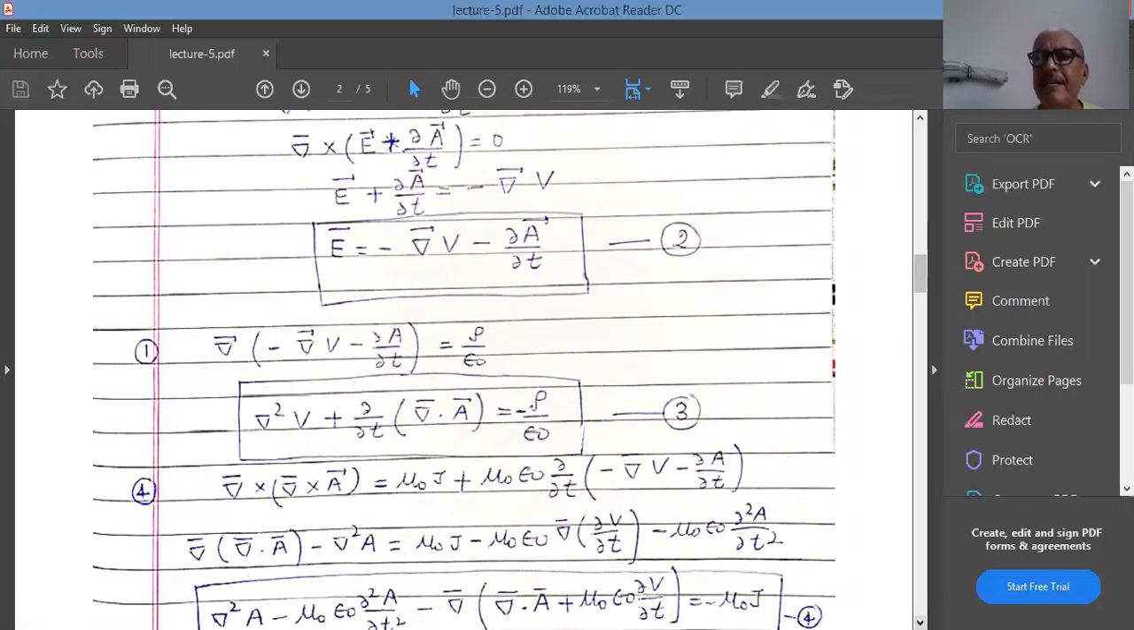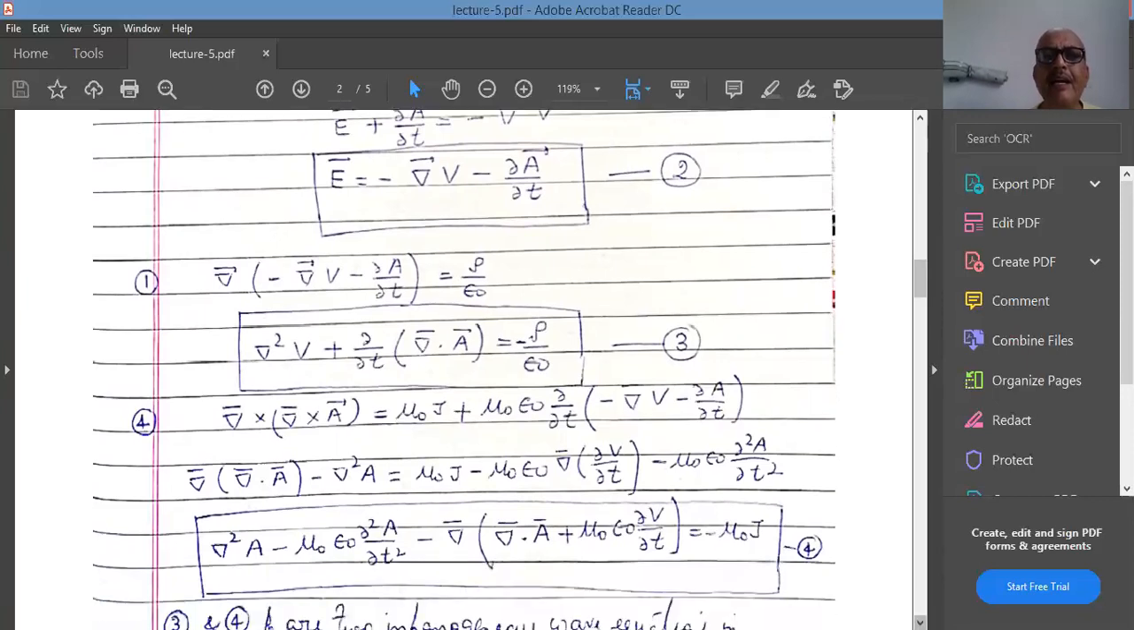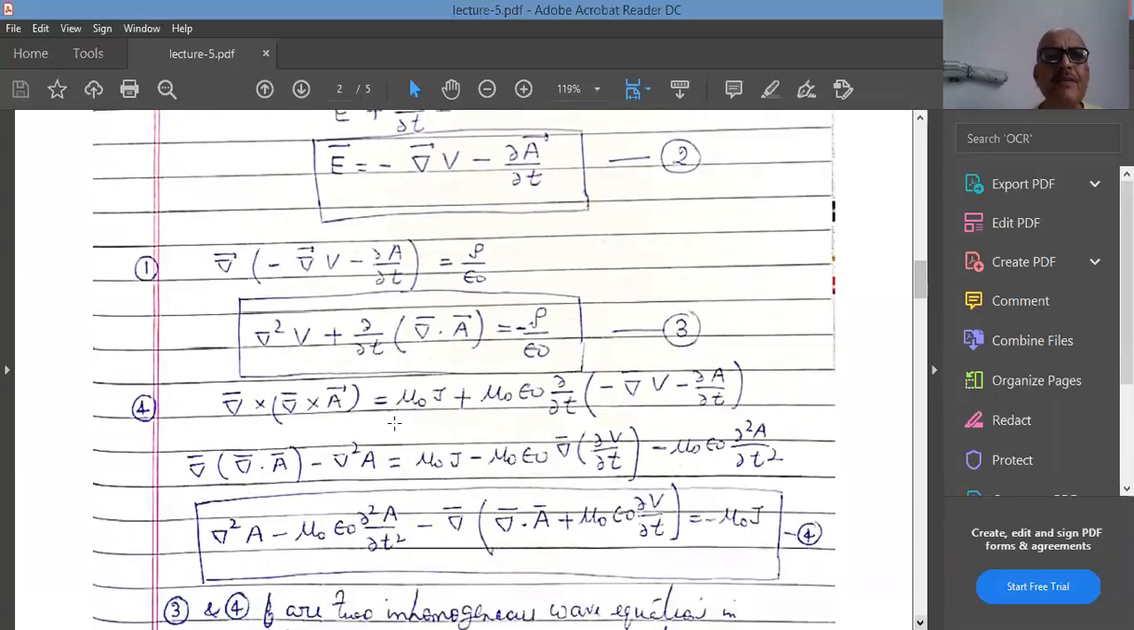So just keep on checking slowly, and if you take all the terms on this side, this is minus del square A, it becomes now plus del square A. Mu naught epsilon naught del square A over del t square comes to this side, becomes positive, but we are taking this on the negative side, or multiplying it by a negative sign. So we can say we take del square A on this side.